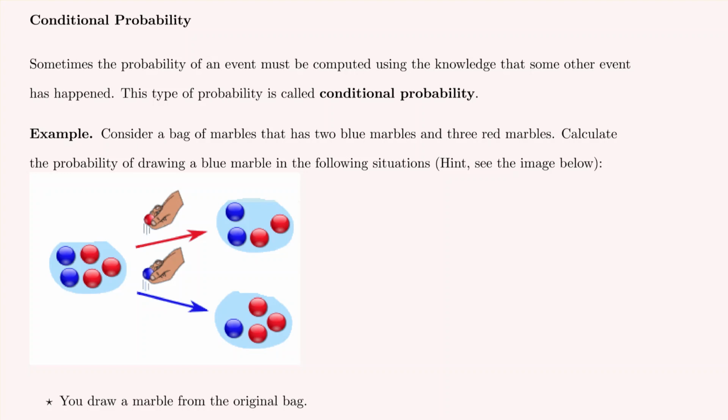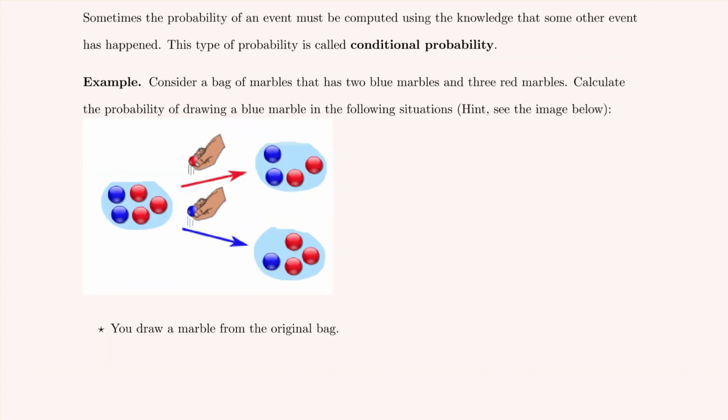In this video, we will consider conditional probability. In some circumstances, we need to calculate the probability that something has occurred, given the knowledge that some other event has already happened. This type of probability is called conditional probability.